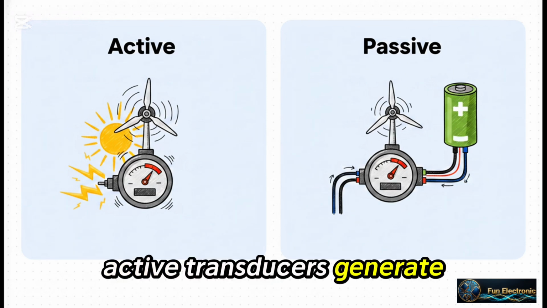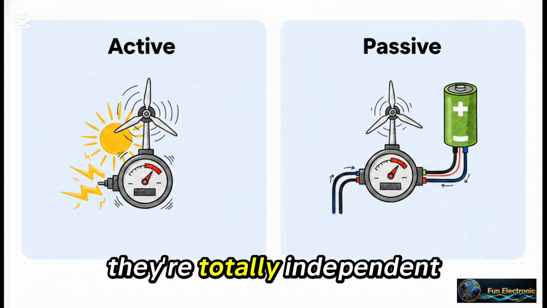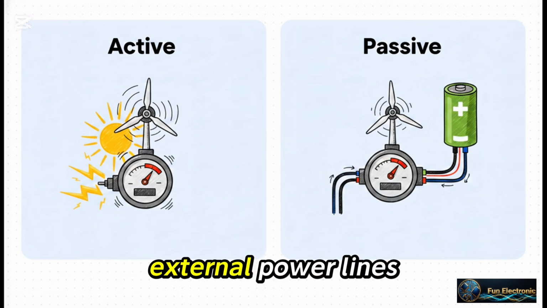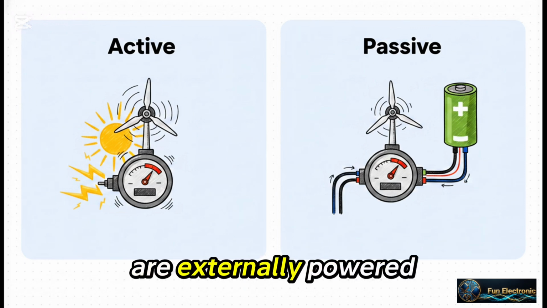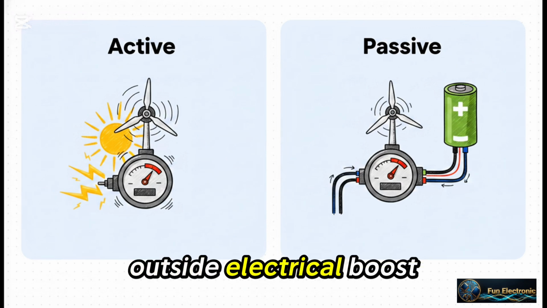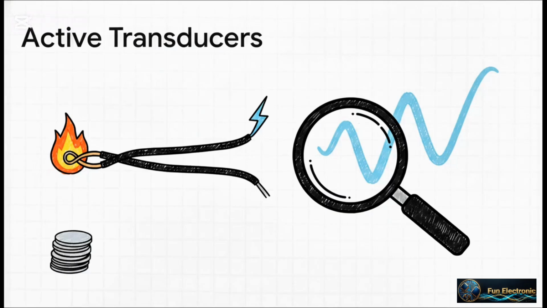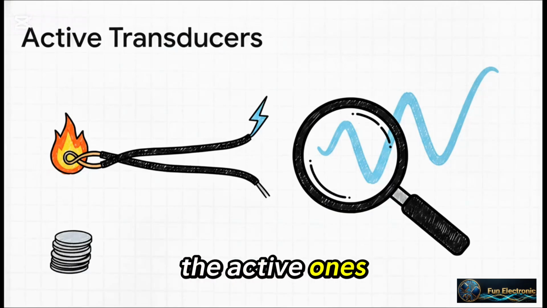Active transducers generate their own power. They're totally independent. No batteries or external power lines needed. Passive transducers, on the other hand, are externally powered. They need an outside electrical boost just to do their job. Let's look a bit closer at the active ones first.